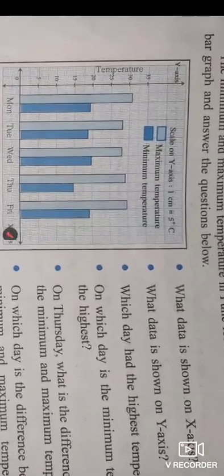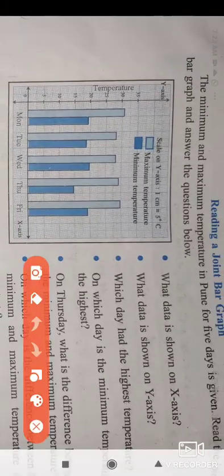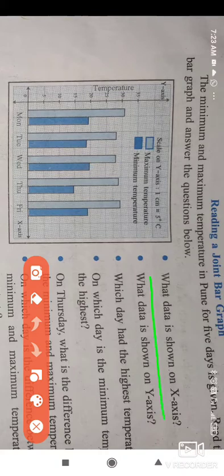What is the first question given here? What data is shown on the x-axis? On the x-axis the days of the week are shown. What data is shown on the y-axis? On the y-axis they have shown the temperature, and 1 centimeter is equal to 5 degrees Celsius.